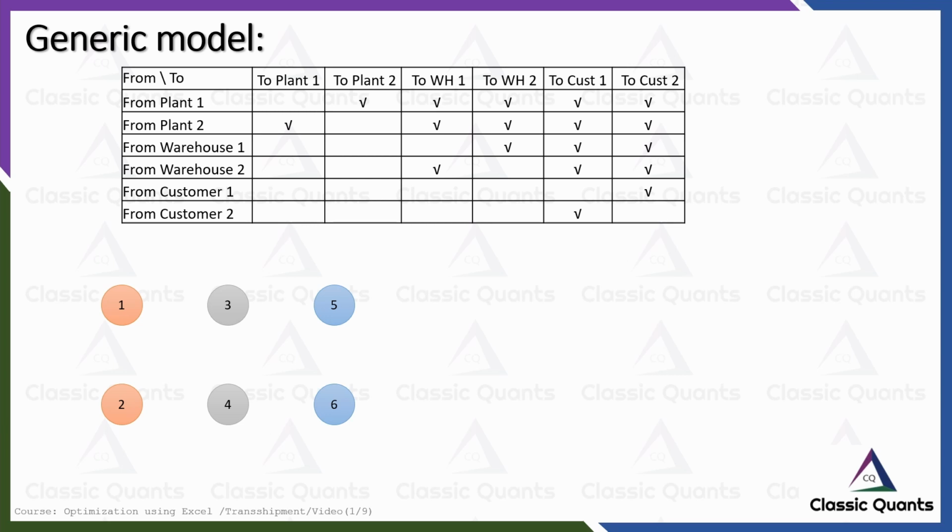But sometimes the flow can be very complex. For example, there can be flows between the plants. Note this particular table. These tick marks represent that a flow is possible. So here, from plant 1 to plant 2, some flow is possible. Again, from plant 2 to plant 1, some flow is possible. From warehouse 1 to warehouse 2, some flow is possible. In this case, the situation becomes a little complex.